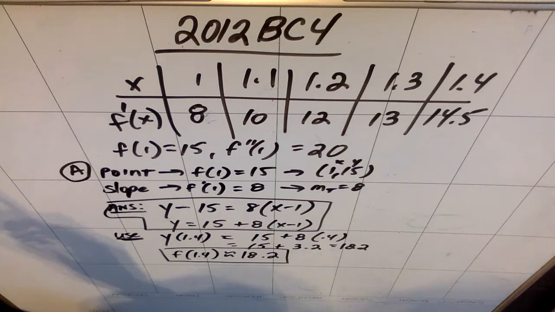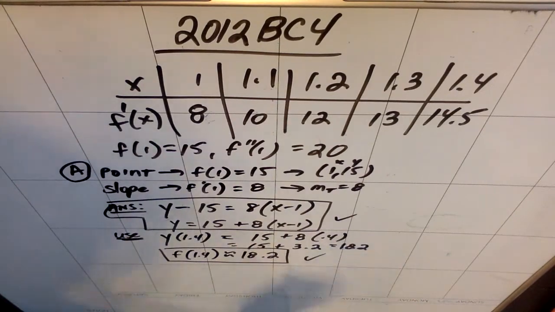And let's make sure we did everything. We write the equation of a tangent line, correct. Then we use the tangent line, correct. So we did both things that we were asked to do.